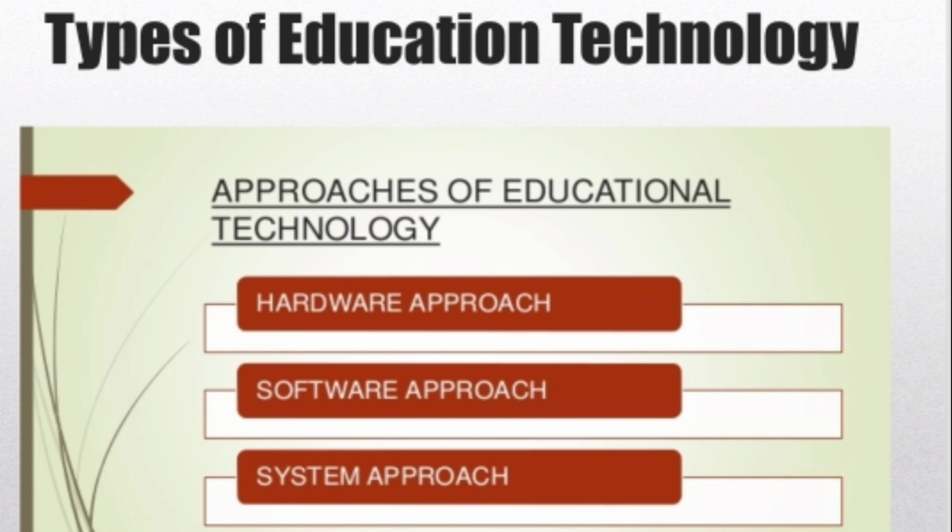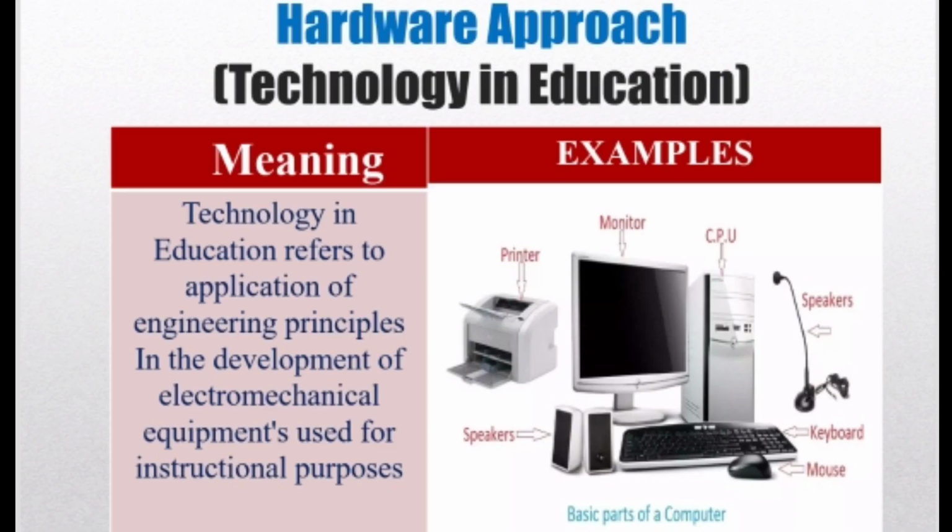There are three types of educational technology. We call it approaches also, approaches of educational technology: hardware approach, software approach and system approach. Now we will discuss every approach one by one. So first is hardware approach, technology in education.